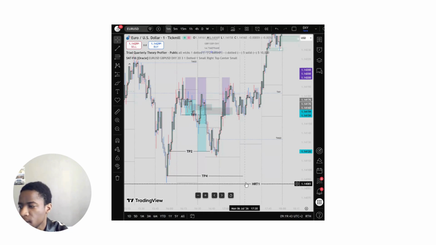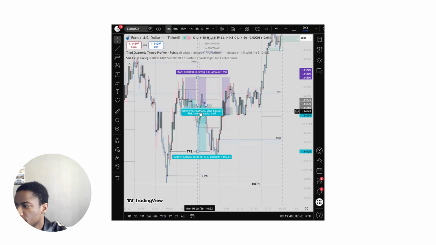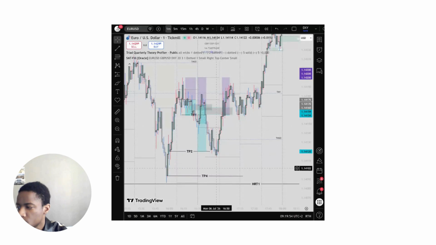Still haven't taken the hourly low here. So I waited for that fair value gap to get filled, and then set a TP2 at the relative equal lows here. Price went lower, took that take profit, and then I saw this fair value gap that could potentially be filled, so entered right there.